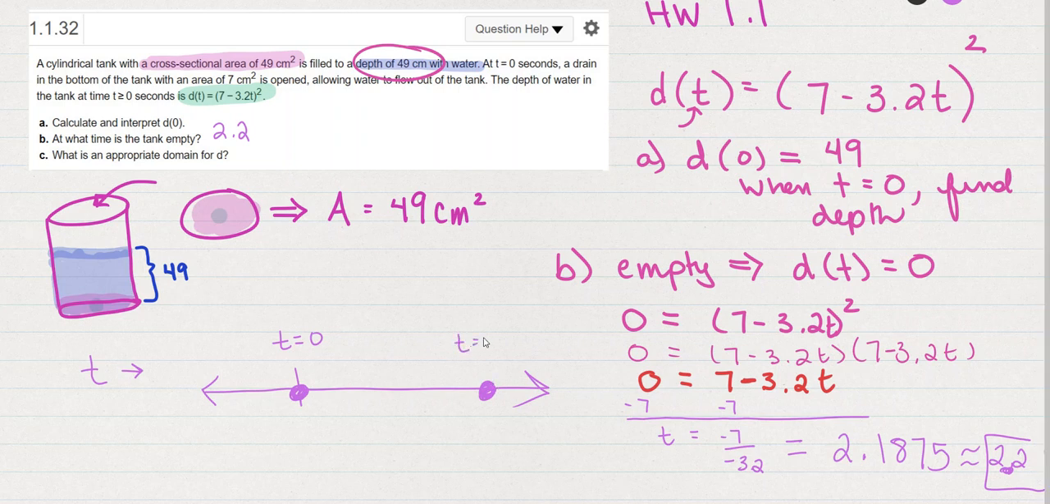It's going to stop in 2 and 2/10 seconds, right? Because at 2.2, the cylinder is empty. So our domain is going to include 0 and go up to 2 and 2/10, but include the 2 and 2/10. I hope that this short video helps.